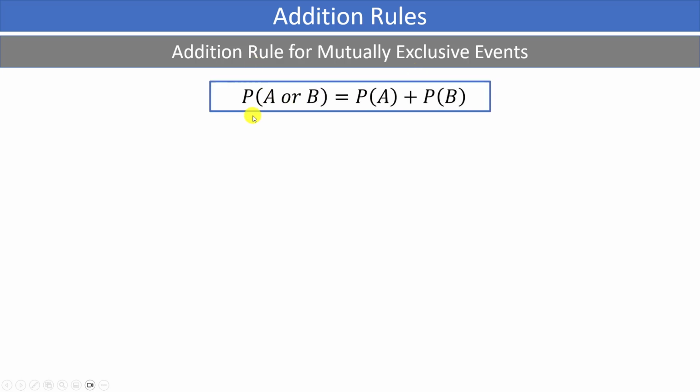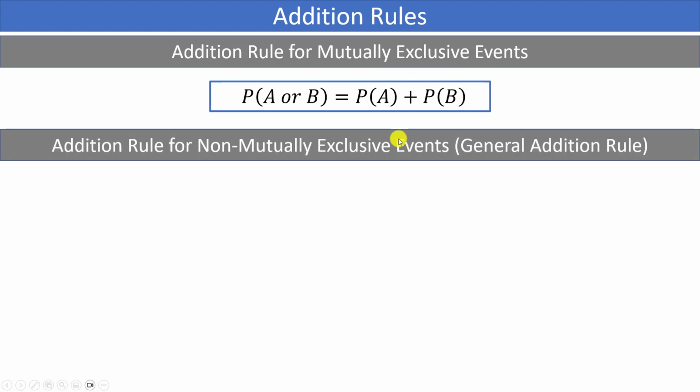The addition rule for mutually exclusive events that cannot happen together is that to find the probability of A or B, all you have to do is add the probability of A and the probability of B together. This sort of parallels the probability of A and B when you had independent events, which was the probability of A times the probability of B.